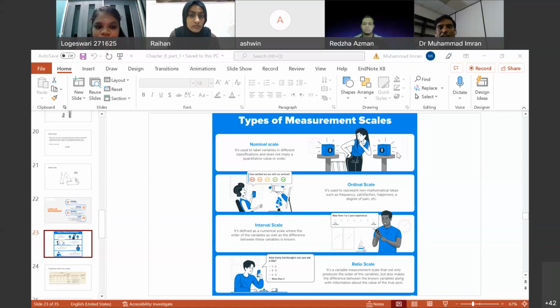And let's go to ordinal. Azman, please discuss the ordinal scale. Ordinal scale is used to represent non-mathematical ideas such as frequency, satisfaction, happiness, a degree of pain, and so on. Yes, take satisfaction: we give the category satisfaction, but we can also rank the satisfaction.